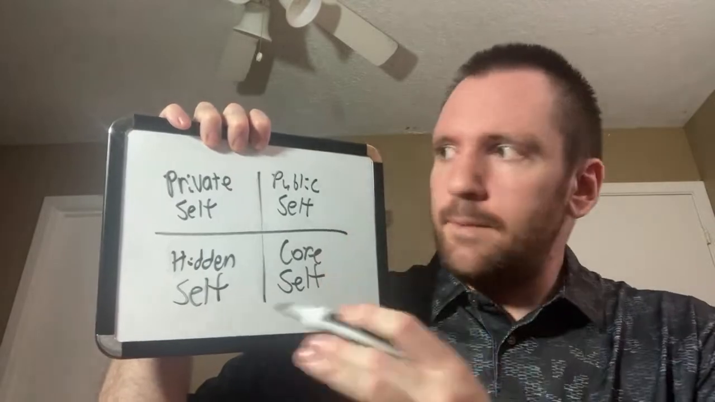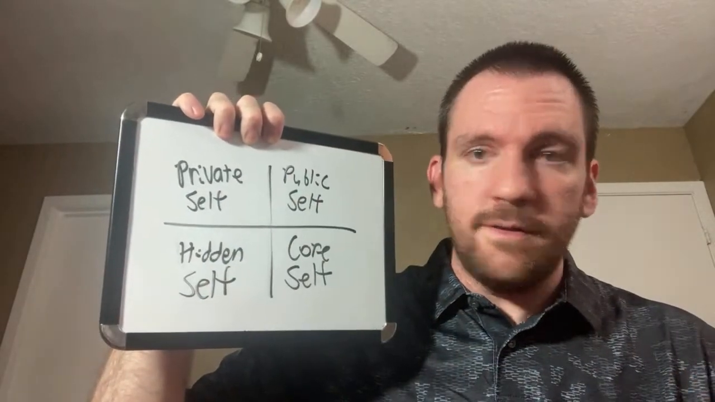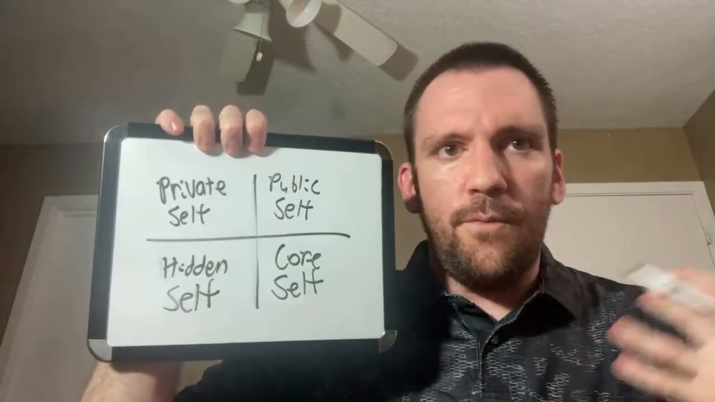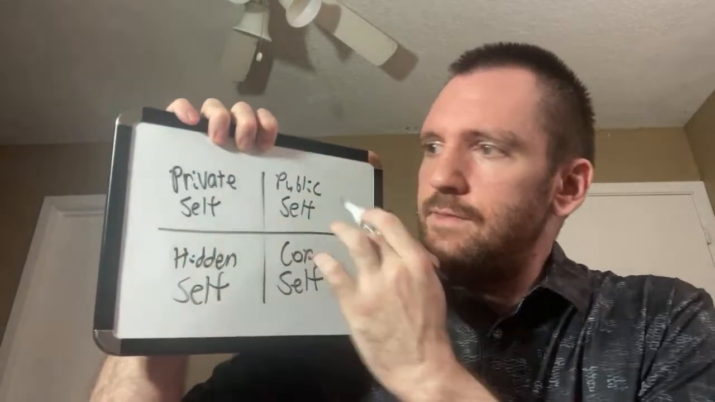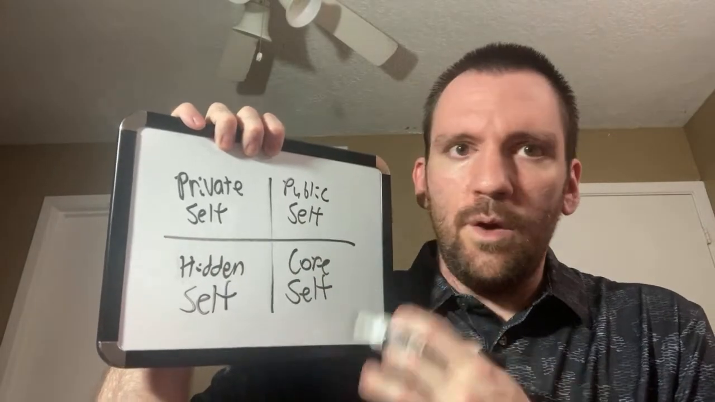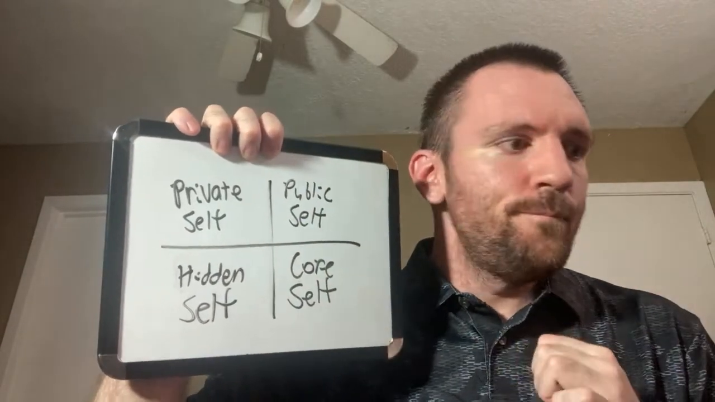So this is how they act in public. This is how they act with their close friends and intimates. Then we have the core self. What does the character think in their own head? Regardless of these two up here, what does the character think they are?